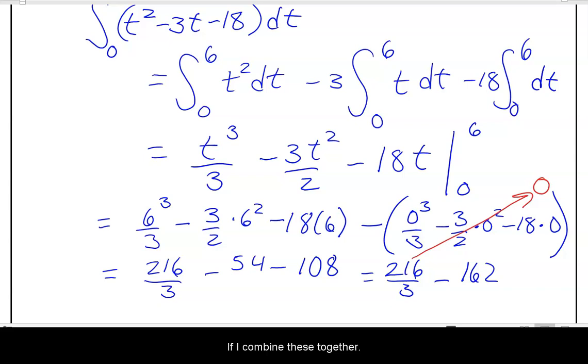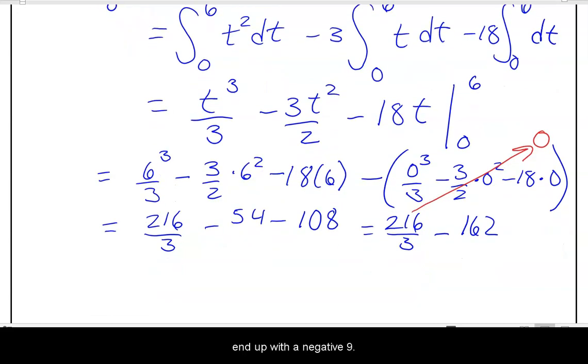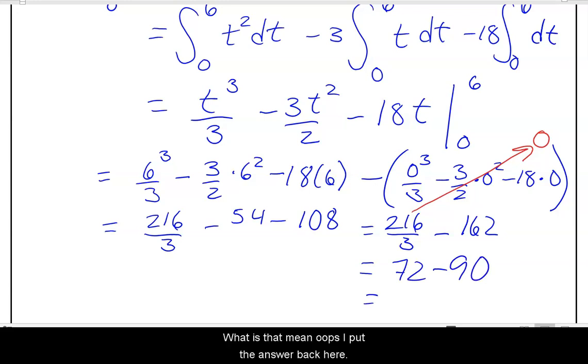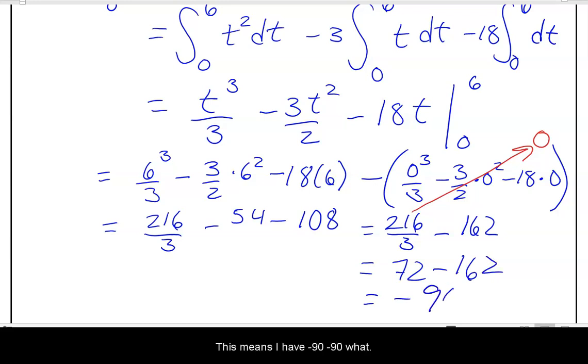If I combine these together, I should end up with 90, I believe. Let's compute that again just to be sure I haven't messed it up. 216 divided by 3 minus 162 gives me negative 90. Okay. 216 divided by 3 results in 72, so it would end up with a negative 90. What does that mean? This means I have negative 90.